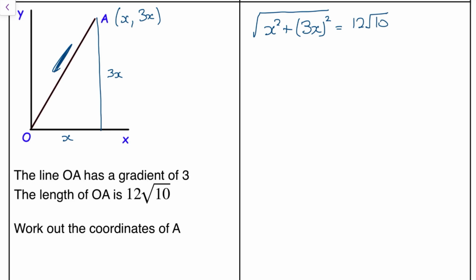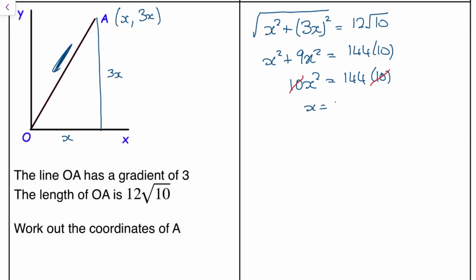Then if I square both sides, that tells me that x squared plus 9x squared is equal to 144 times 10. In other words, the square of 12 is 144 and the square of root 10 is 10. So 10x squared, my 10s cancel, is equal to 144 times 10. Now, the reason I've left that is because I just cancel my 10s out now, which means that x squared is equal to 144, so that x equals plus or minus 12.